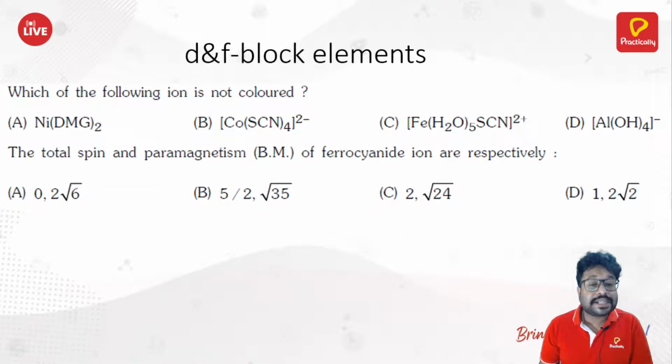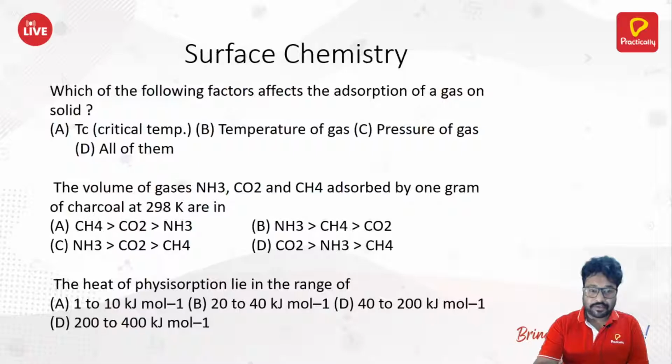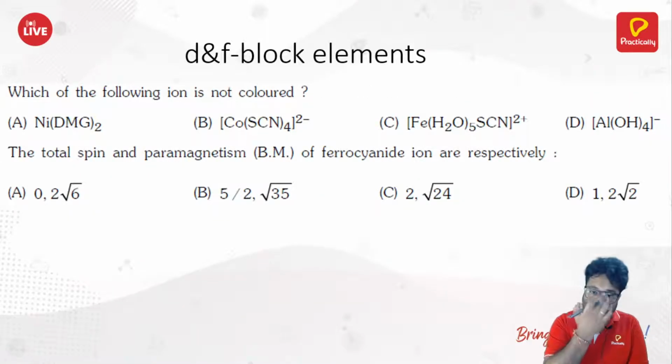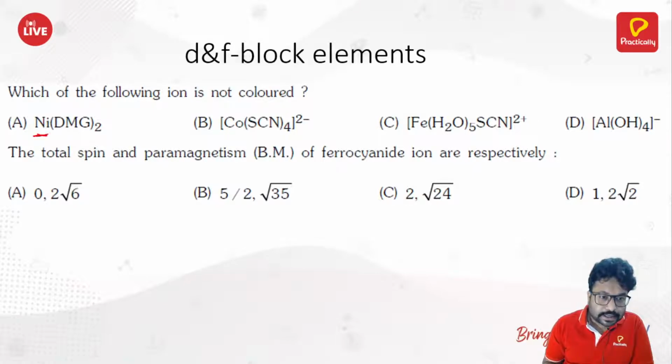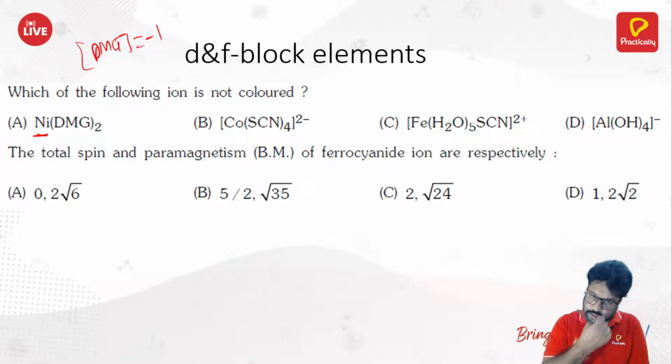Which of the following is not colored? For that, we need to survey all of them carefully. See, this is the nickel complex. The charge on a single DMG is -1. You have 2 DMG, so it is -2. Nickel must be in +2.